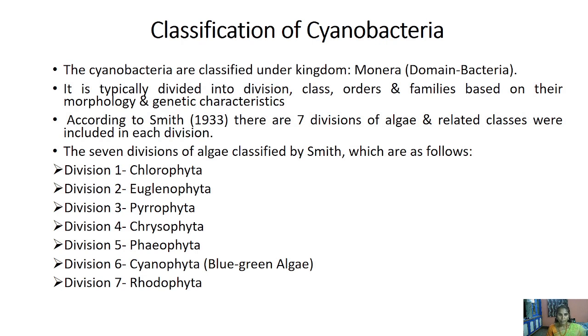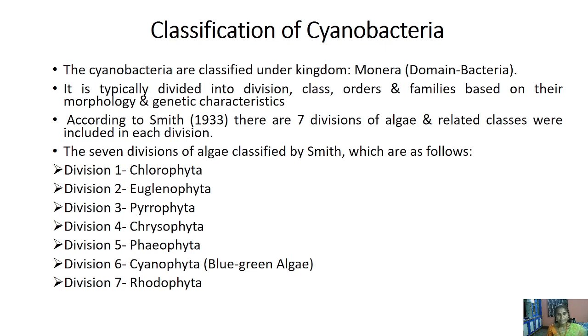Division 1, Chlorophyta, which is commonly called green algae. Division 2, Euglenophyta, which is commonly called euglenoids. Division 3, Pyrophyta, which is commonly called dinoflagellates or fire algae. Division 4, Chrysophyta, which are commonly called golden algae. Division 5, Phaeophyta, which are commonly called brown algae. Division 6, Cyanophyta, which are commonly called blue-green algae. Division 7, Rhodophyta, which are commonly called red algae.